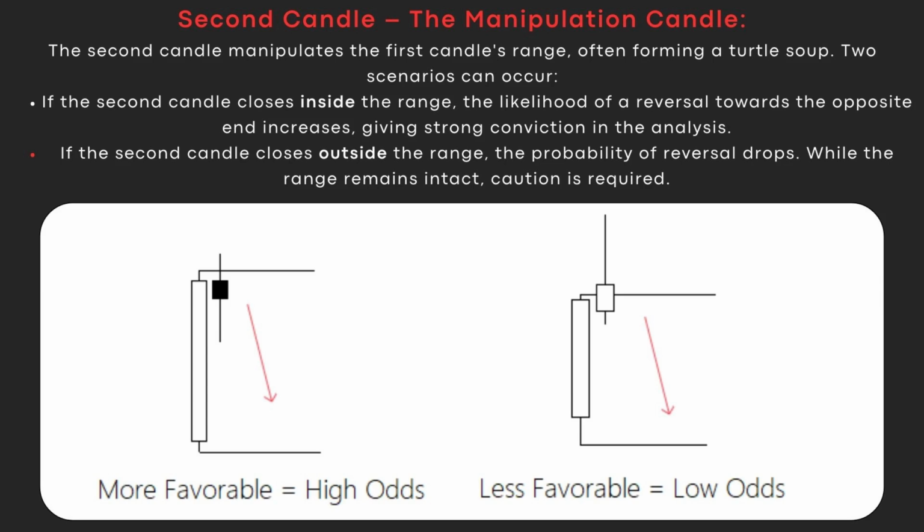In that scenario, the odds would be in your favor. The second scenario is if the second candle closes outside the range, and in that case, the probability of a reversal drops, while the range still remains intact, and you can trade it or generate a trading idea around it. But you must be cautious around it and risk appropriately in that scenario, and risk lower than what you usually do, right? That would be a less favorable scenario, and the odds would be lower.